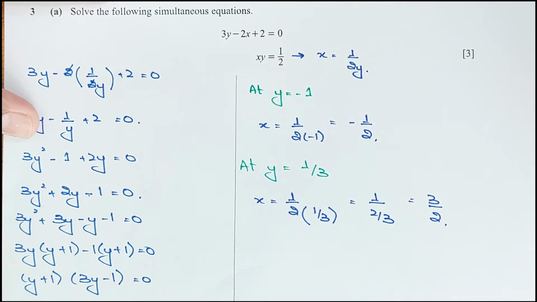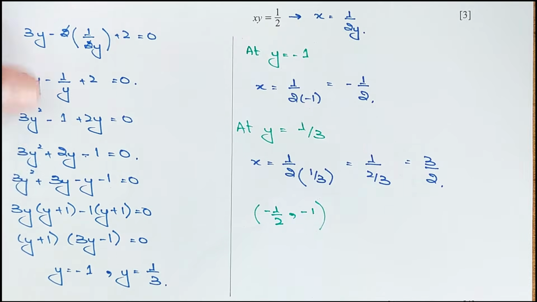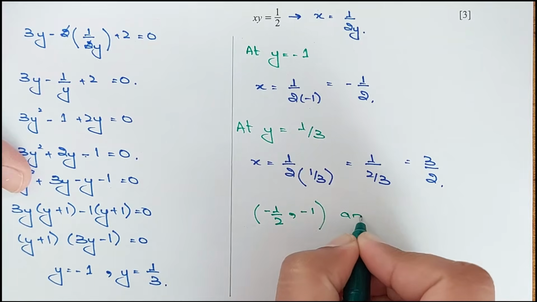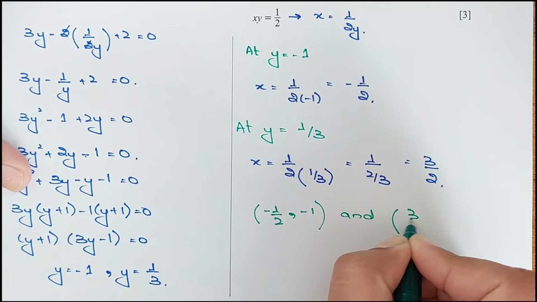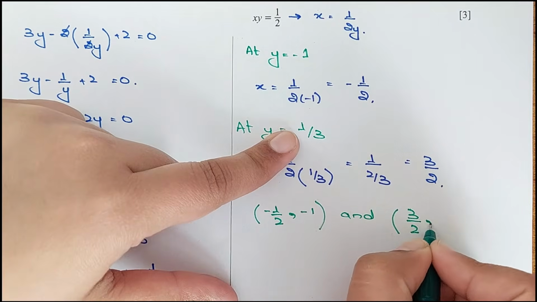Now we have two solutions for x and y. X is minus 1 by 2 when y is minus 1. This is the first solution. And x is 3 by 2 when y is 1 by 3.